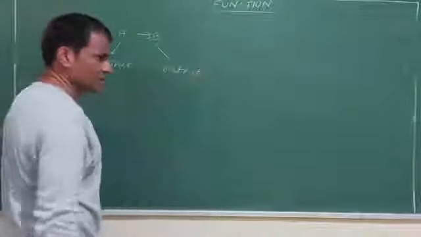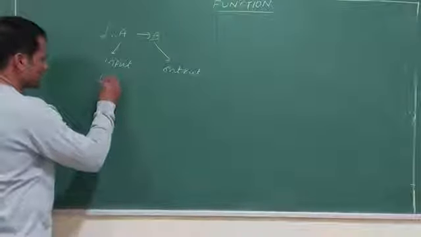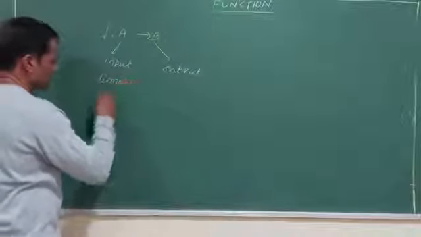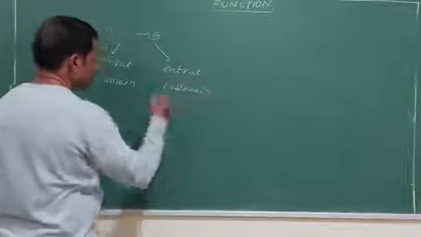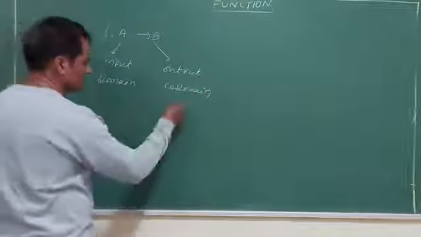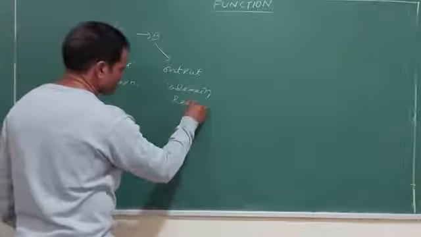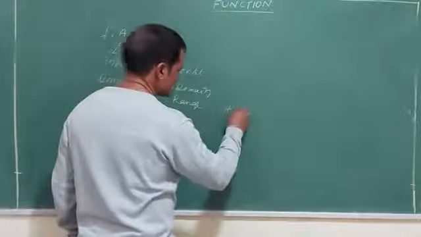Is there some other language? Yes. A is known as the domain. B is the codomain. B may be a codomain. Then range. What is range? The range is a subset of the codomain.